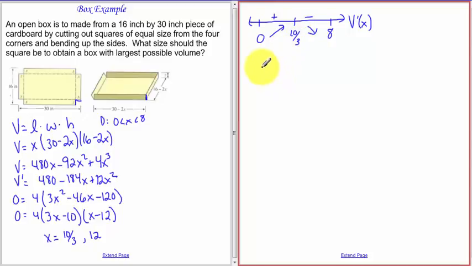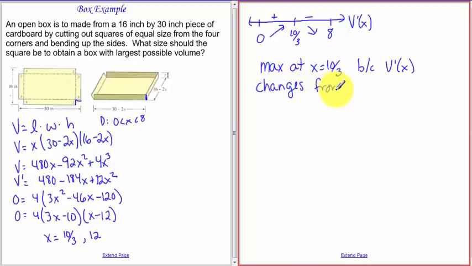So therefore we have a max at x equals 10/3 because V prime of x changes from positive to negative.